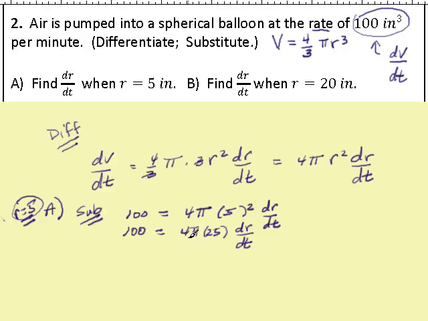Okay, so this is 100π over here, so dr/dt is equal to 100 divided by 100π, and that is 1 over π. One over π, and the radius is one-dimensional, so that would be inches per minute.